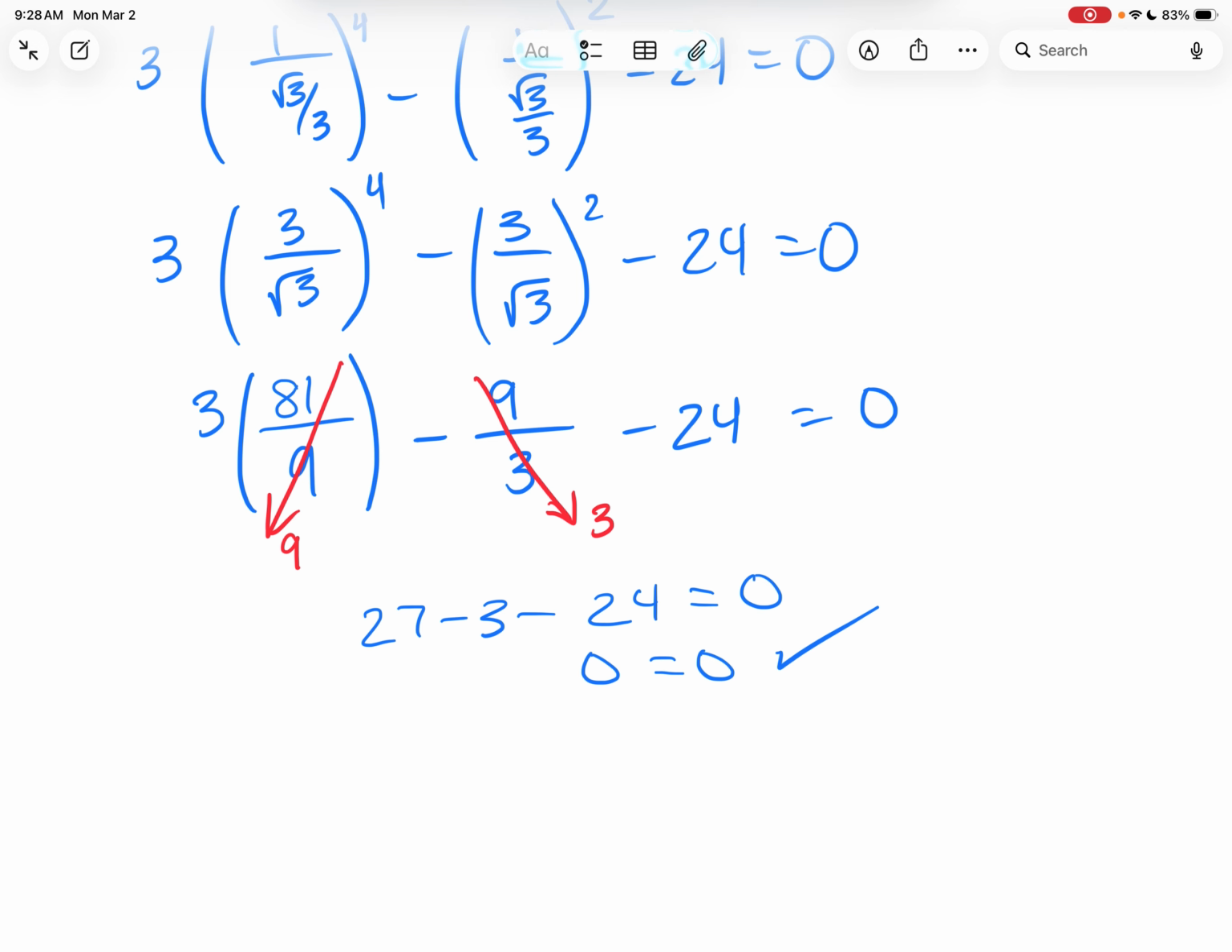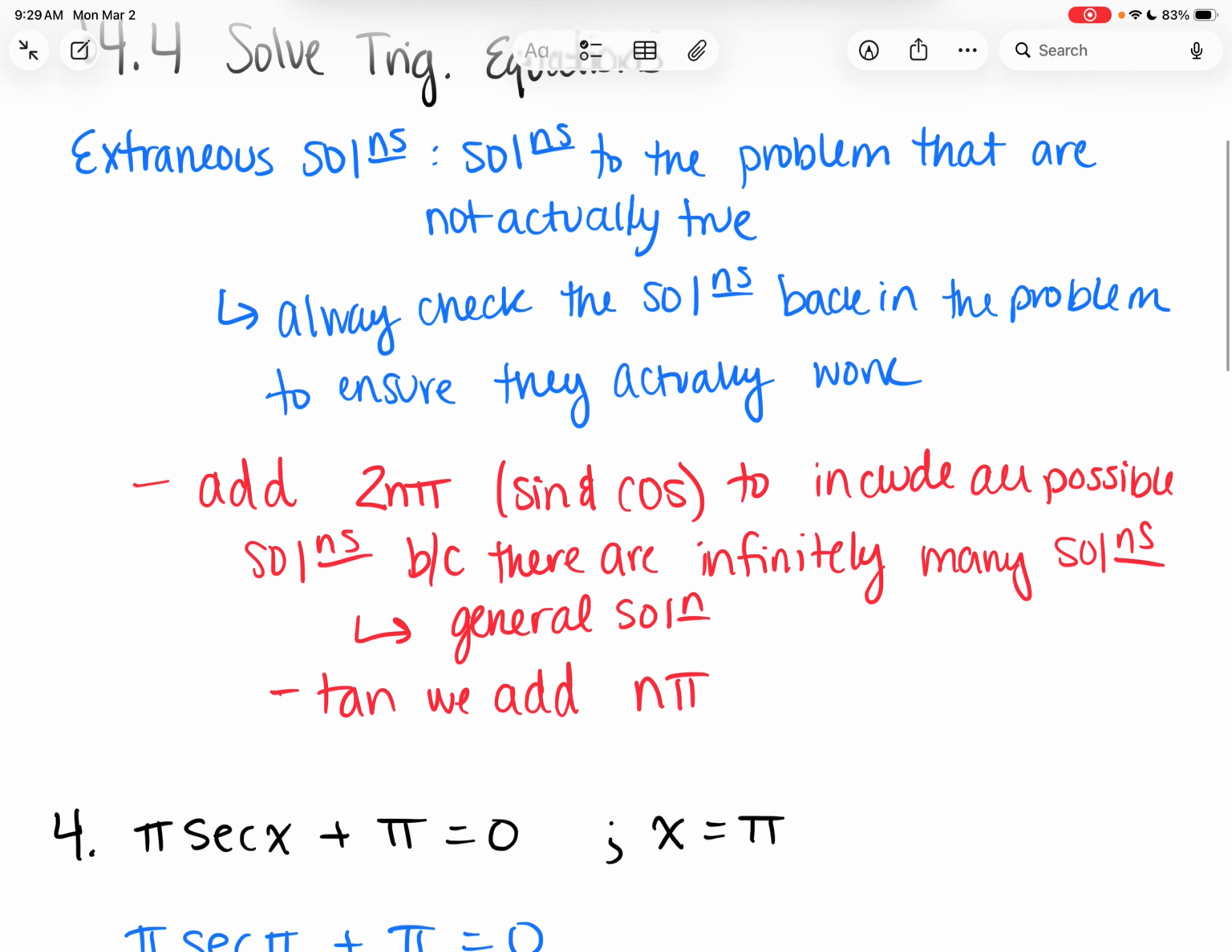So the next thing in here is to find the general solution of the equation. We briefly talked about this, but I know it's been a while. There are general solutions, and then there's solving on an interval. It might tell you on the interval from 0 to 2 pi, or it might just say the general solution, where if it's a sine or a cosine, we're adding 2n pi. If it's tangent, we're going to add n pi, and that covers all possible values that could work.